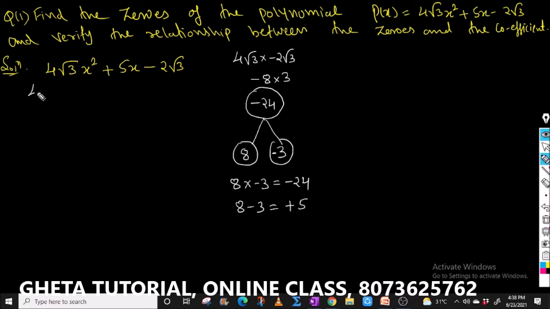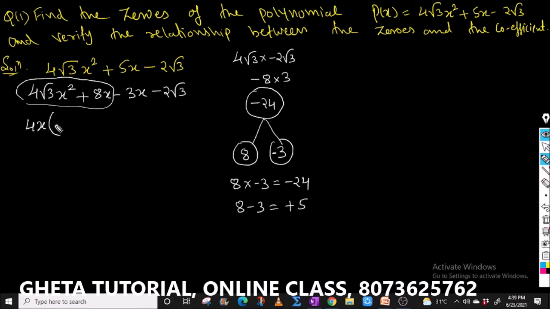So here I write 4 root 3 x square, and in the place of plus 5x, I will write 8x minus 3x, and minus 2 root 3 is as it is. Now we should take the common from these two terms. In the first two terms I can take 4x common. Inside the bracket I can write root 3x will be remaining.